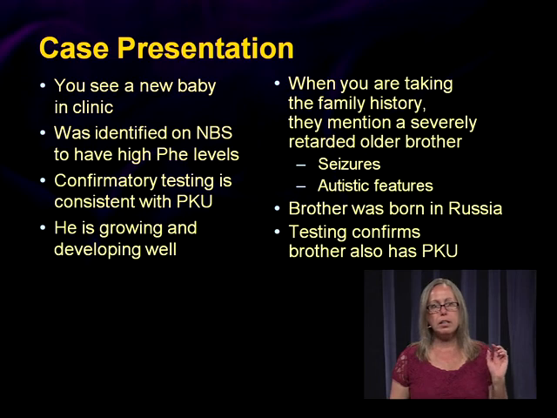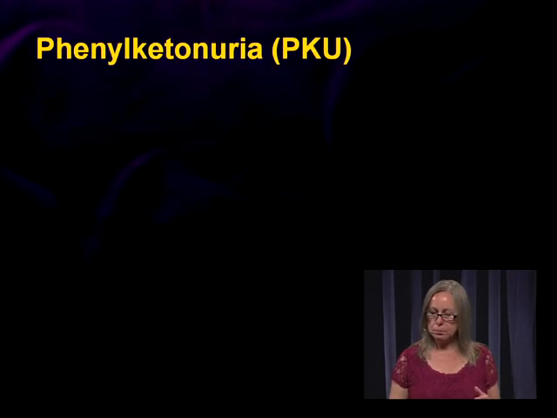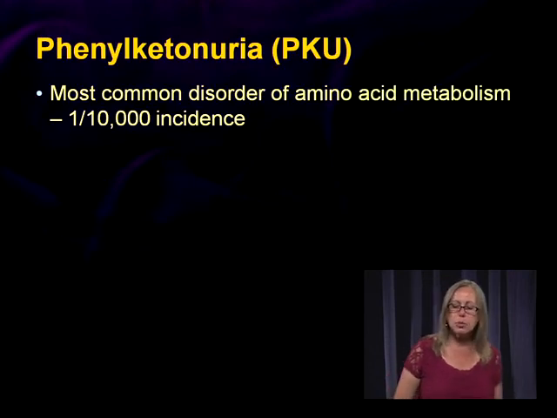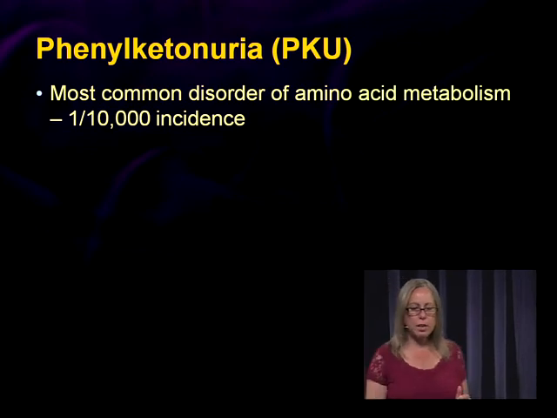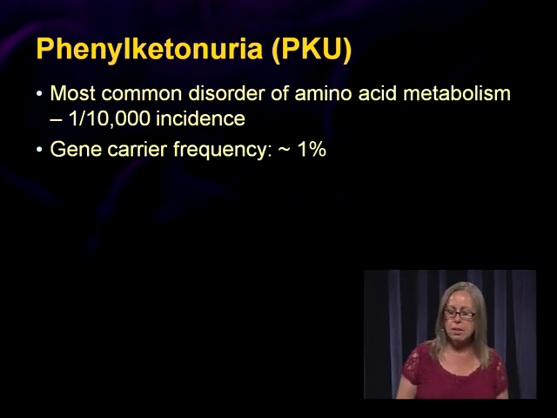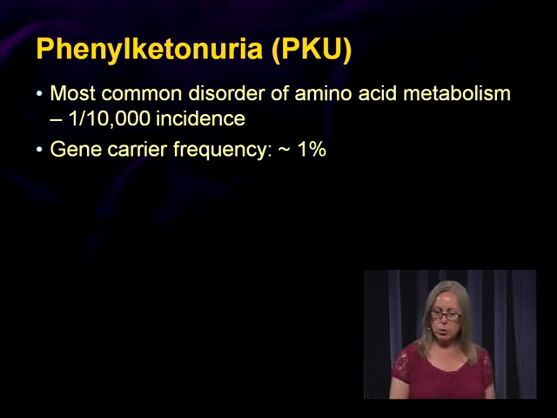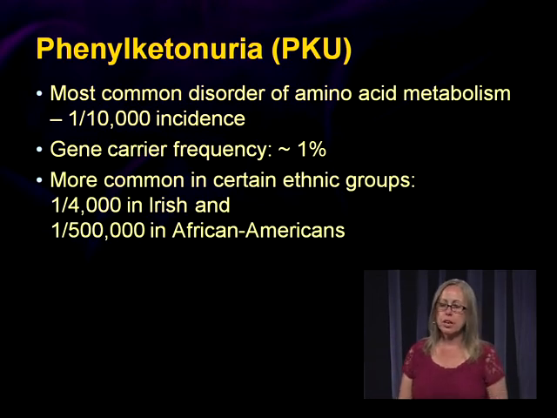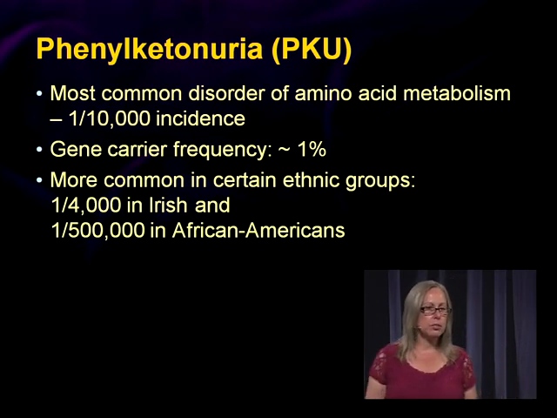So remembering, PKU is one thing that is tested in all of our states and has been since the 60s, but that does not guarantee that when people come from overseas that country actually has a newborn screening program. It's becoming more of the standard, but look back and check. It's the most common disorder of amino acid metabolism and has about a 1 in 10,000 incidence. The gene carrier frequency is about 1%, and it's more common in certain ethnic groups. It's about 1 in 4,000 in the Irish, and about 1 in 500,000 in African Americans.